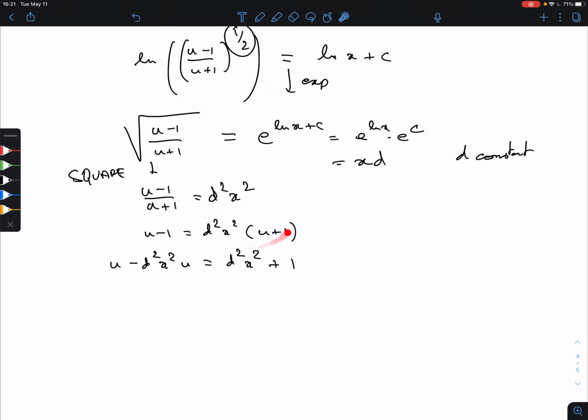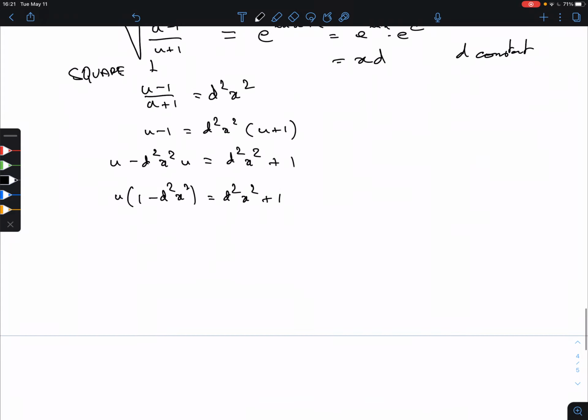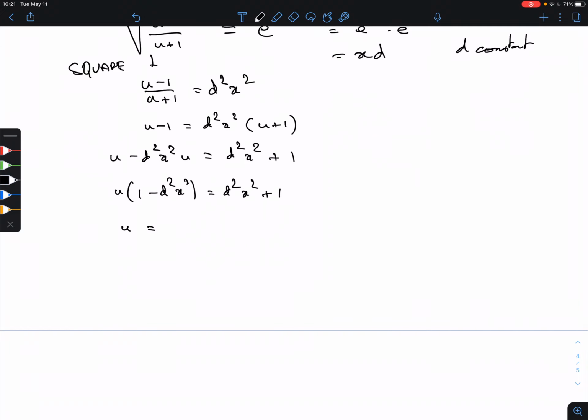Okay, so I multiplied this out and brought this to the other side, and I brought this to the other side and multiplied this out. So that means that u times 1 minus d squared x squared equals d squared x squared plus 1. So finally we see that u is equal to d squared x squared plus 1 over 1 minus d squared x squared. Let me write it a little bit nicer, more symmetric: 1 plus d squared x squared over 1 minus d squared x squared.